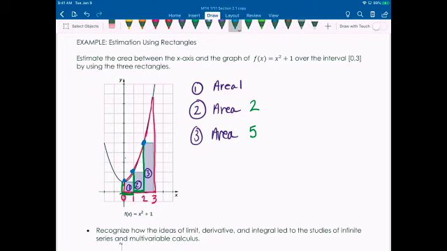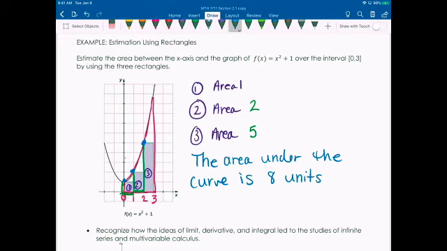So now to estimate the area under the curve, I'm going to add up the areas of all the rectangles. So if I take 5 plus 2 plus 1, the area under the curve is going to be 8. And since the units aren't specified here, we're going to just say in generic form that this is 8 units squared, because this is area.